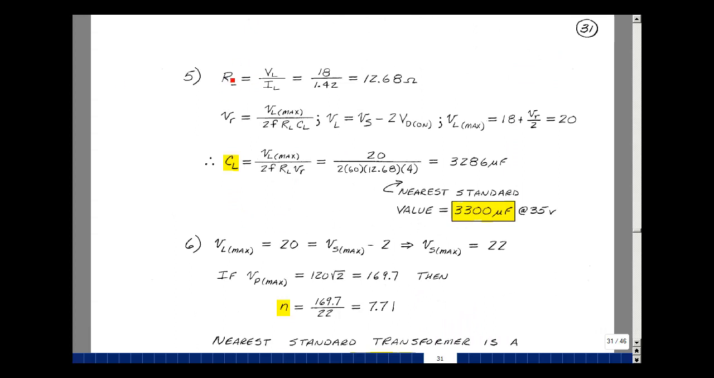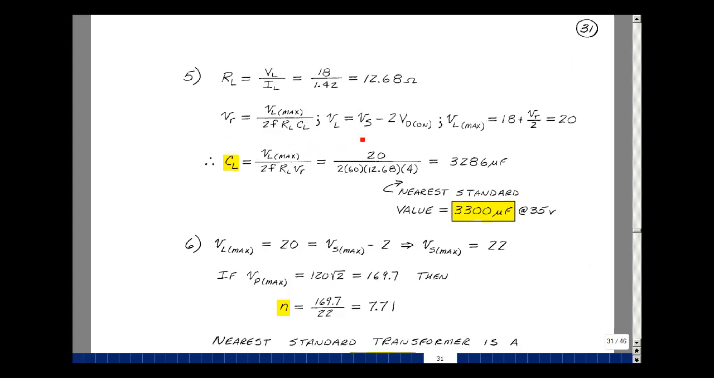This is the resistance effectively seen by the capacitor C sub L, as a ratio of V sub L to I sub L, which was 18 volts, the average voltage, and then the average current of 1.42 amps. That's 12.68 ohms. Our ripple formula is V sub L max over twice F R sub L C sub L.